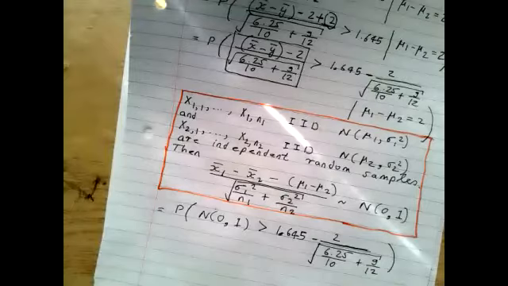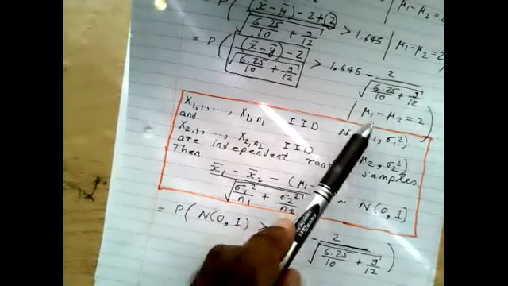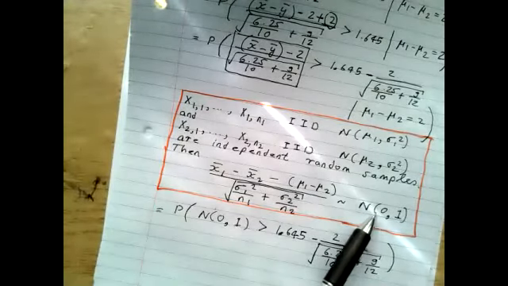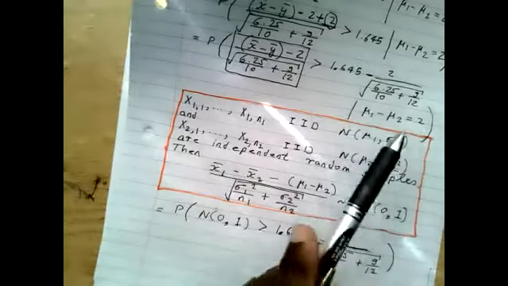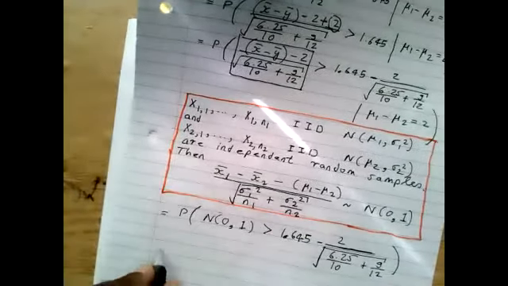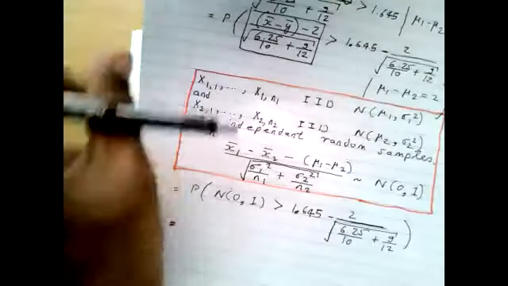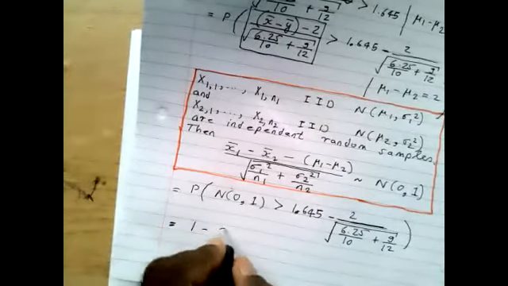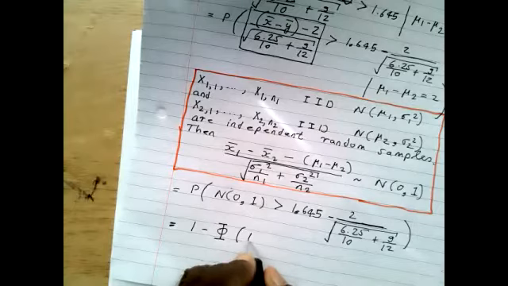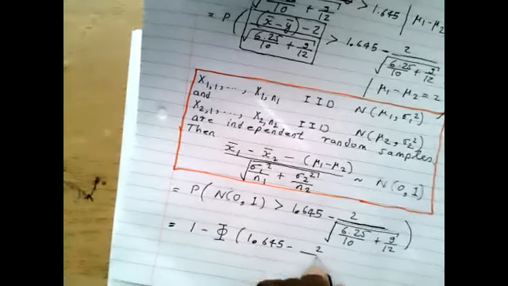Once again, the conditioning is not needed because we have used the conditioning to argue that this has the standard normal distribution. So therefore, we can drop the conditioning. Now this probability, you can write it as 1 minus phi, where phi is the CDF of the standard normal at 1.645.